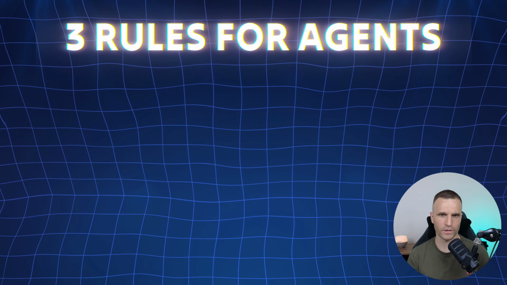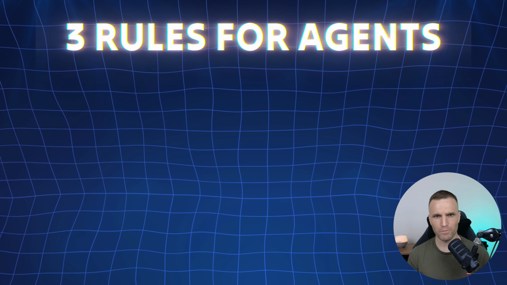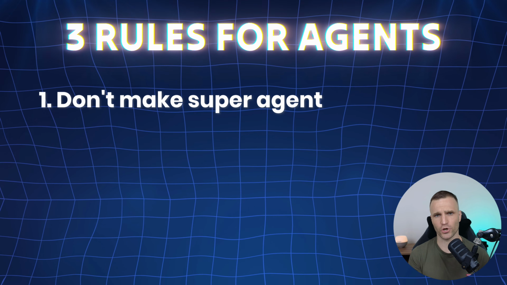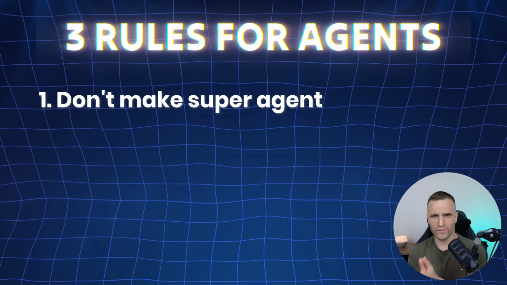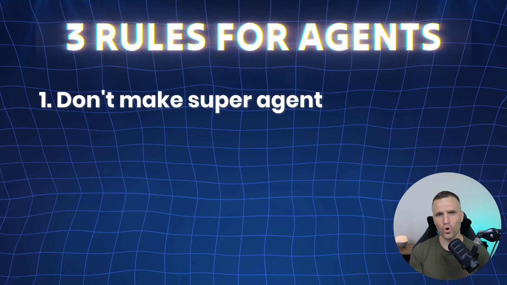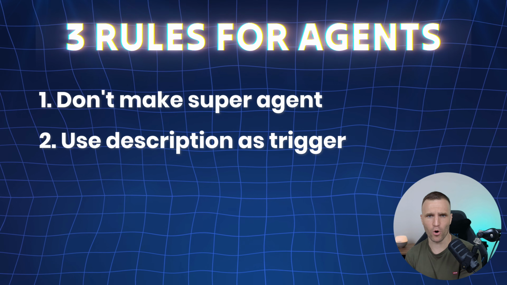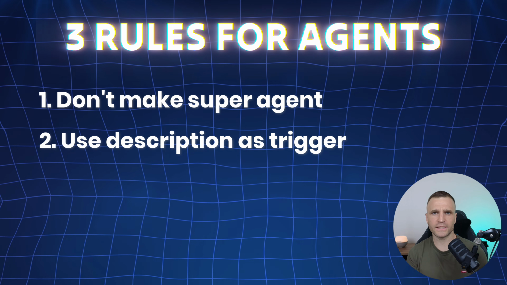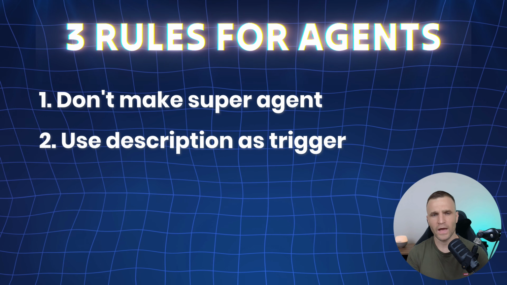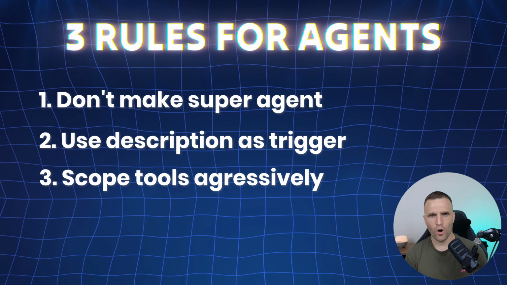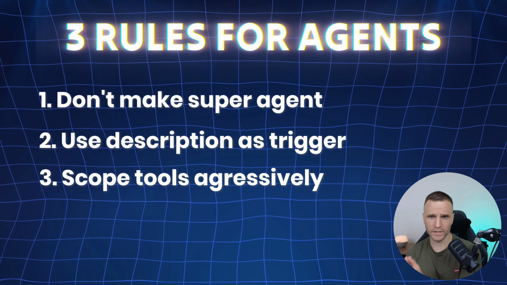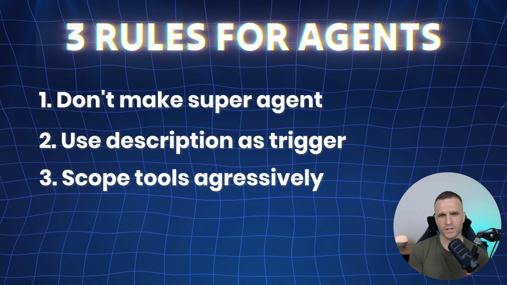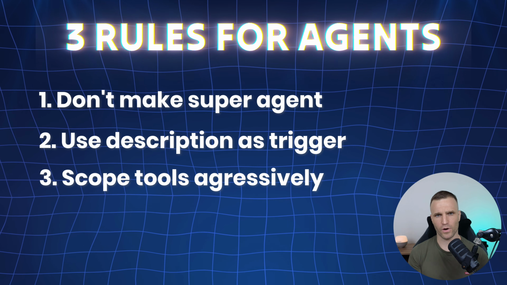3 rules for agents. Rule number 1, don't make a super agent. Give it one narrow job. 2, don't use description as a label. Use it as a trigger. It's how Claude decides when to call your agent. And finally, keep tools tight. Only the ones that agent actually needs. Less surprises, more predictable behavior.